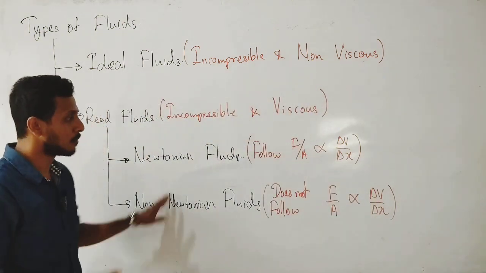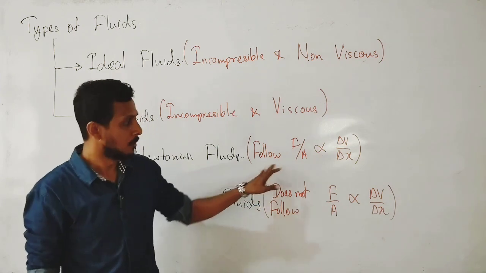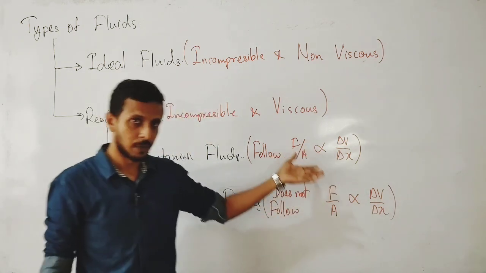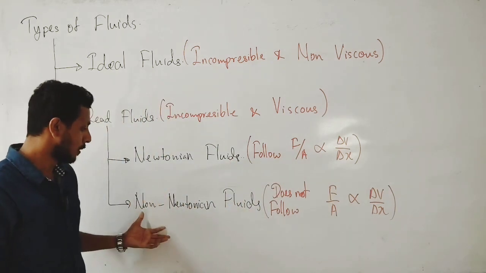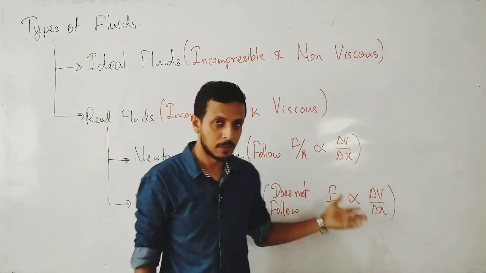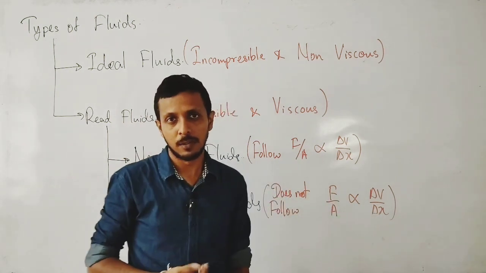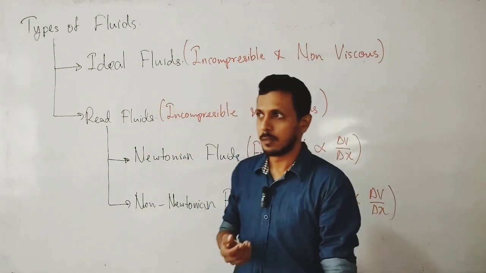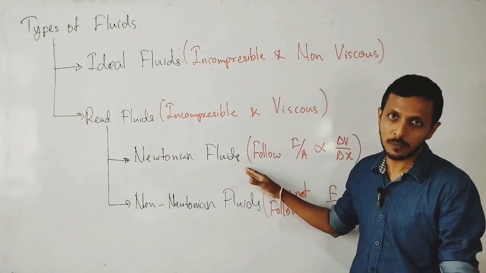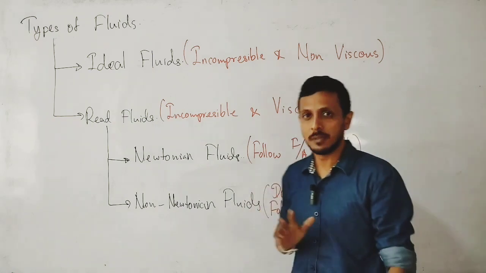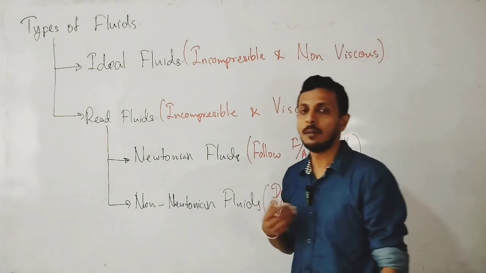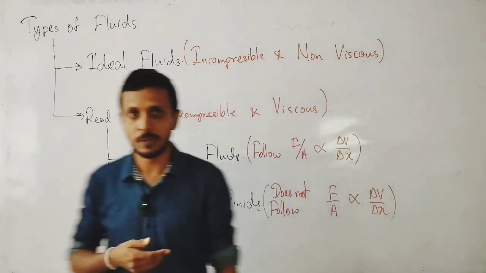Newtonian fluids are fluids that follow shear stress directly proportional to the shear strain, or velocity gradient. And in the case of non-Newtonian fluids, they don't follow shear stress directly proportional to the shear strain. In this video, we are going to discuss Newtonian fluids in depth. So remember this classification, because from time to time we are dealing with several fluids in physics.